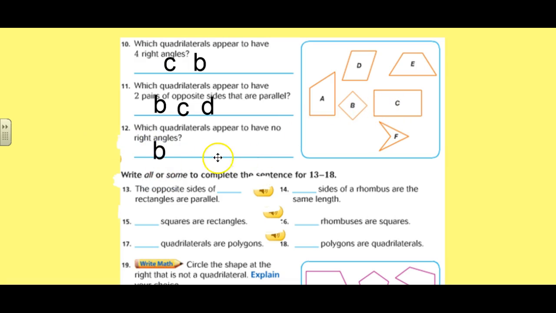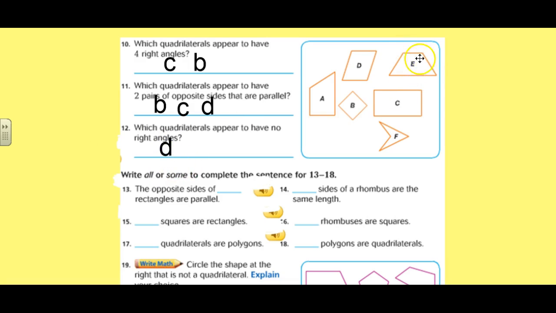Shape C is a rectangle. Oh wait, I'm sorry. I keep reading these wrong or thinking that I'm reading them wrong. We cannot put shape B because we're looking for the shapes that have no right angles. Shape C is a rectangle. It has 4 right angles, so we cannot put that. Shape D is a rhombus, and a rhombus has no right angles.